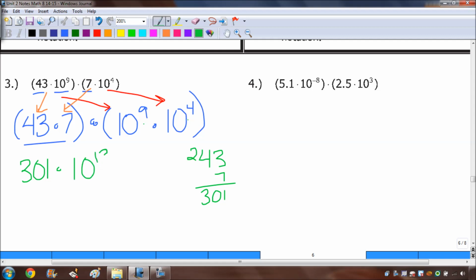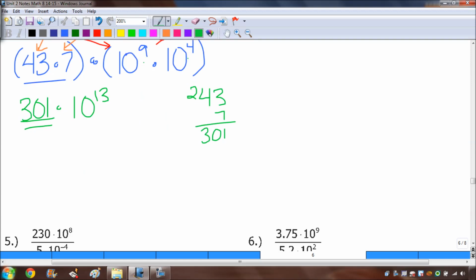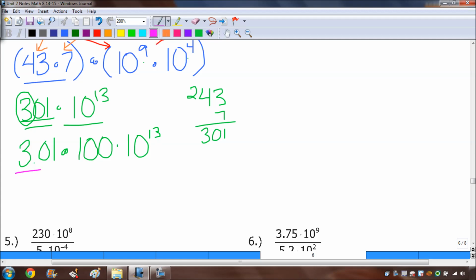Since this is multiplication, I'm going to add them. Now remember, this number has to be between 1 and 10. So I'm just going to readjust it. 301, remember this 3 is in the hundreds place, so it's really 3.01 multiplied by 100. And then I'm just going to copy this 10 to the 13th power. So this whole number right here is equal to 301 times 10 to the 13th power, okay? We're going to take this just a little bit further. So I'm going to take 3.01, and I'm going to say it's times 10 to the 2nd power, right?